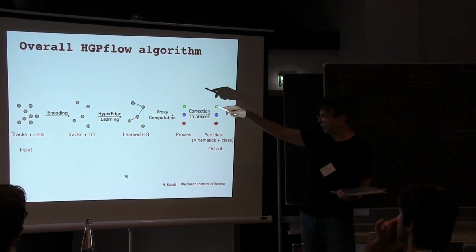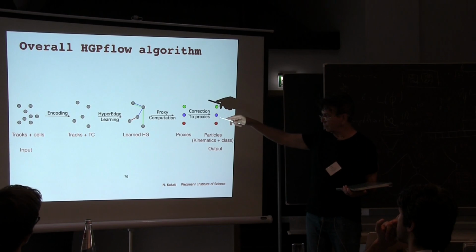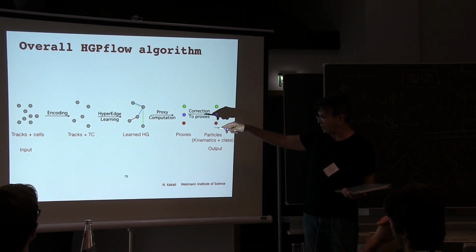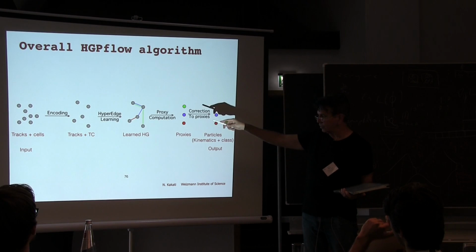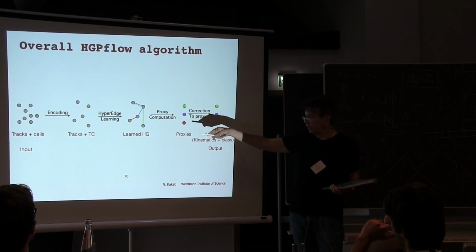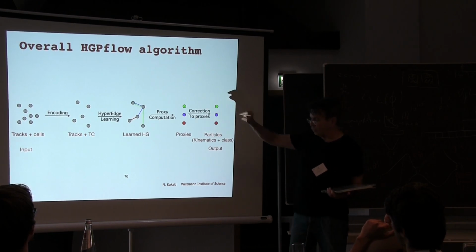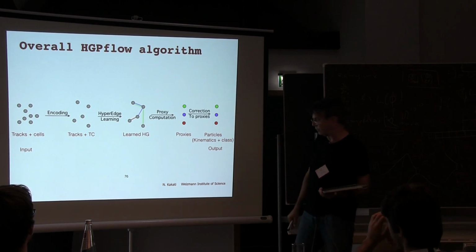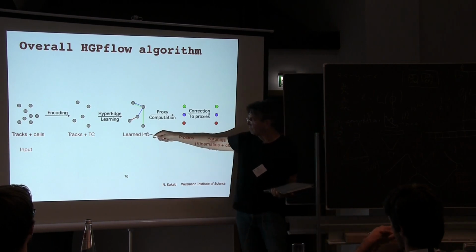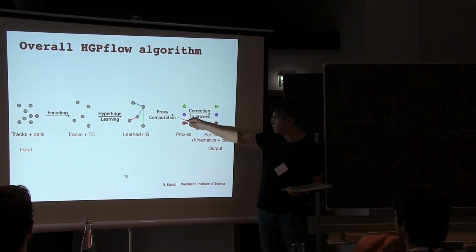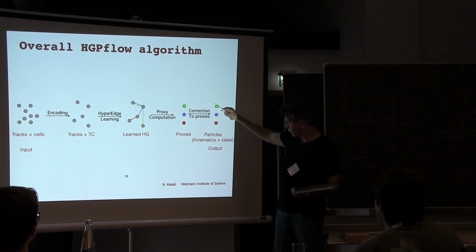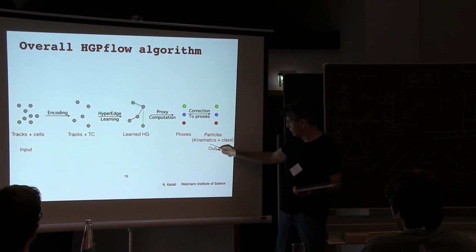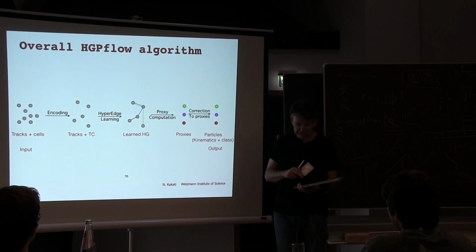Again, start with encoding of the tracks and the cells, getting the tracks plus topo clusters. If you don't want to use topo clusters, you can skip this and do just embedding of the cells, but not skip the last stage where you collect the cells' representations into topocluster representations. Then you do the learning of the hypergraph. Then you do the proxy computation. Then you do the correction, and you regress the particles' kinematics and the class.